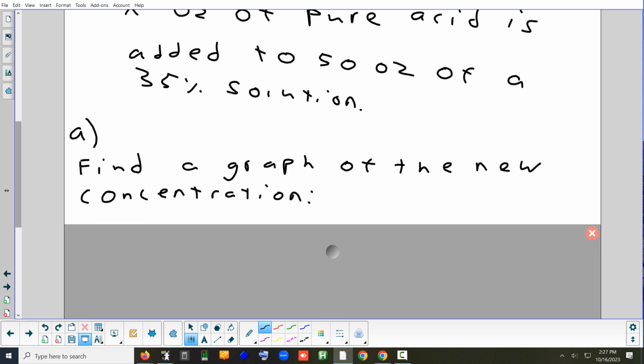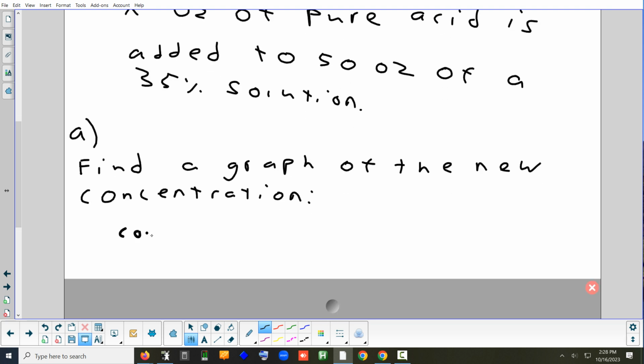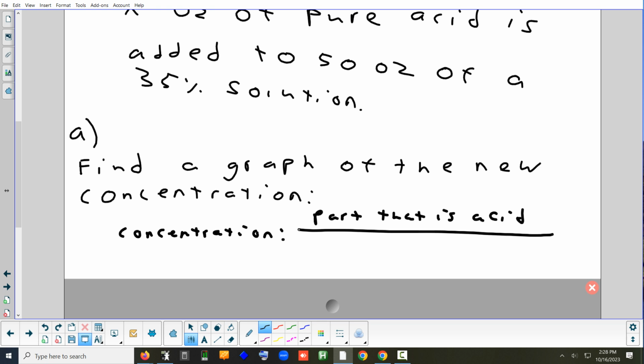All right, let me explain what concentration is. In our problem, concentration is the part of the solution that is acid divided by the total. If you divide those two things, that will give you the concentration. So if you had 10 ounces that were acid, and you had a total of 100, 10 divided by 100 would mean it's a 10% solution.